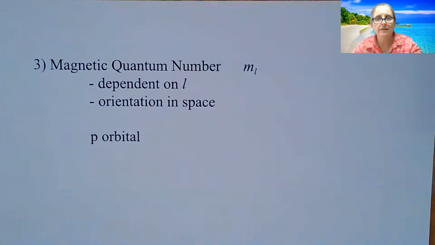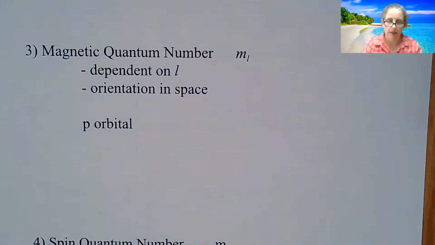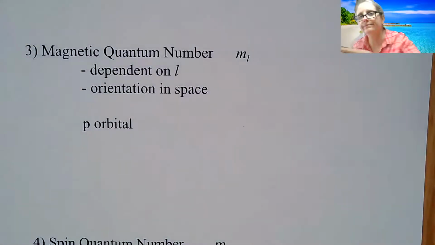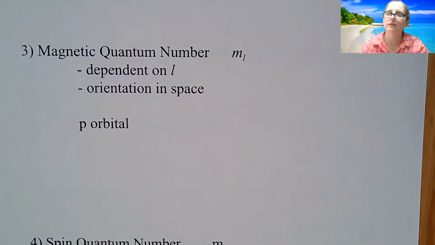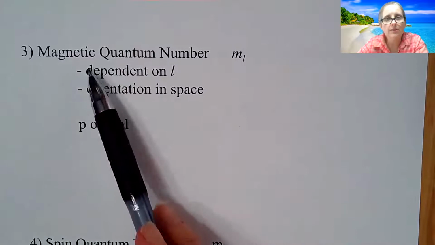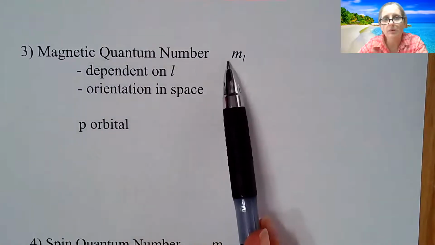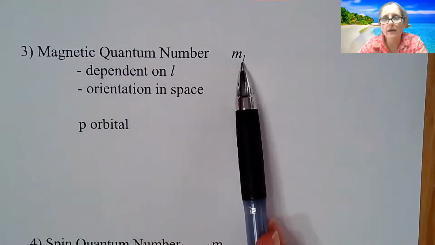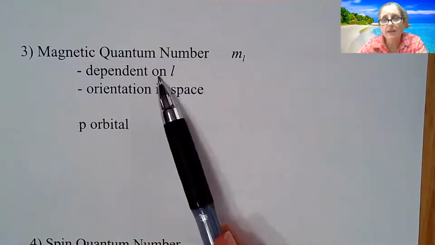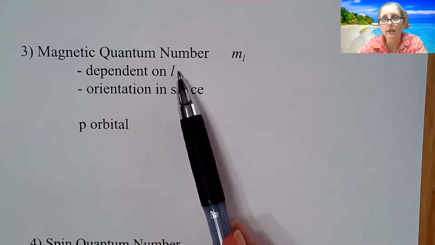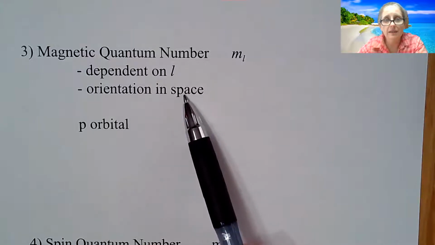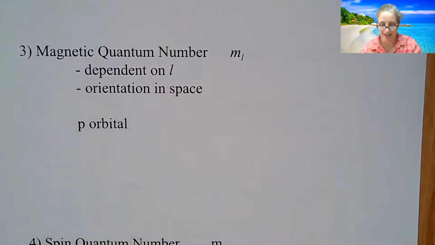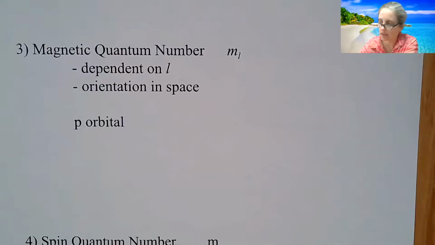So this is where it needs a little bit more clarification. So number 3 is what we call the magnetic quantum number. It is an M with a subscript of an L. This depends upon what orbital it is. Is it a P, is it a D, is it an F? And this tells us what we call its orientation in space, its orientation in space.